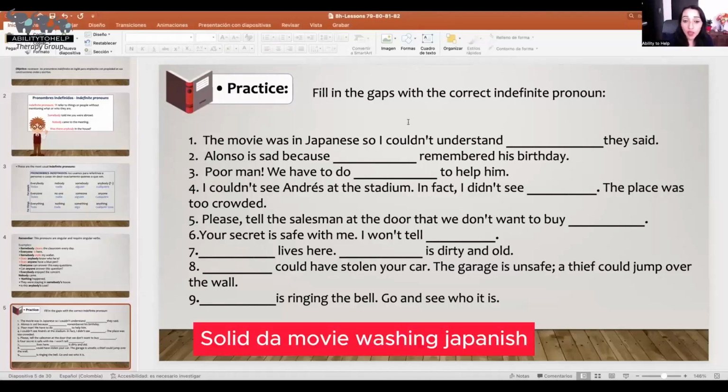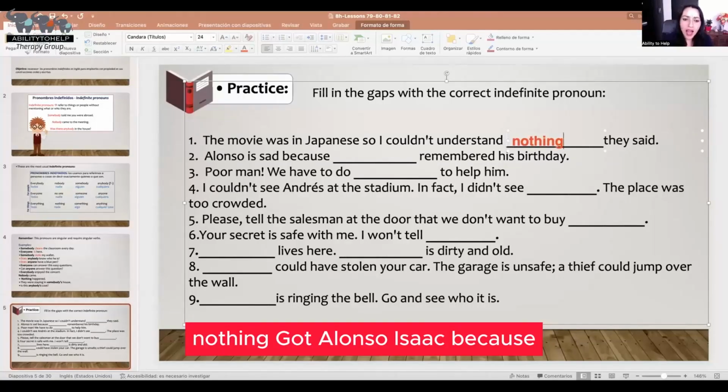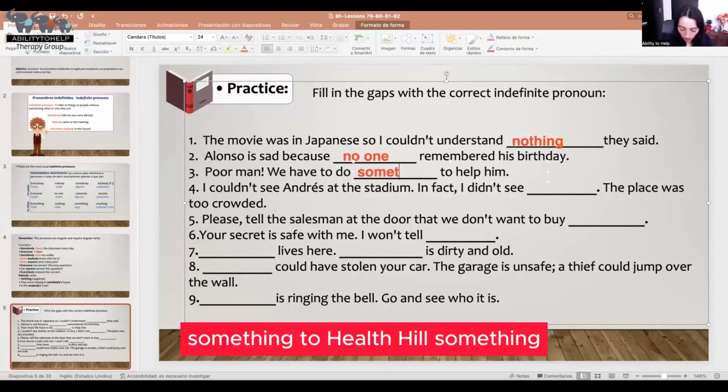Solve it. The movie was in Japanese, so I couldn't understand nothing because I don't know Japanese. So here you have to write nothing. Good. Alonso is sad because nobody or no one remembers his birthday. That's why he is sad. Poor man, we have to do something to help him. Something.